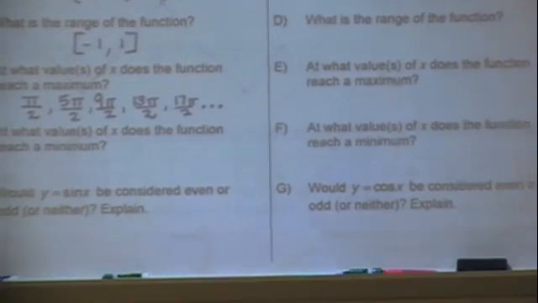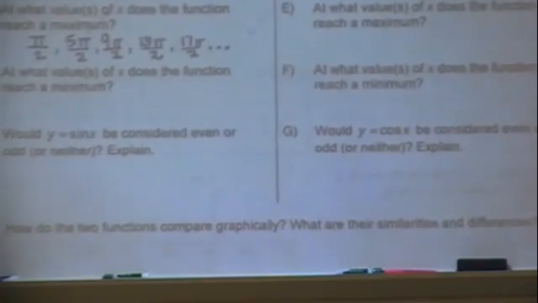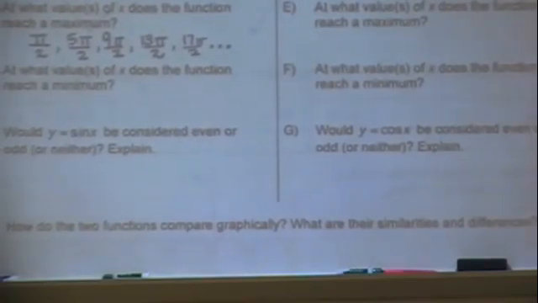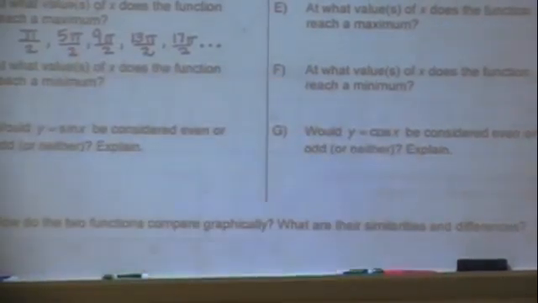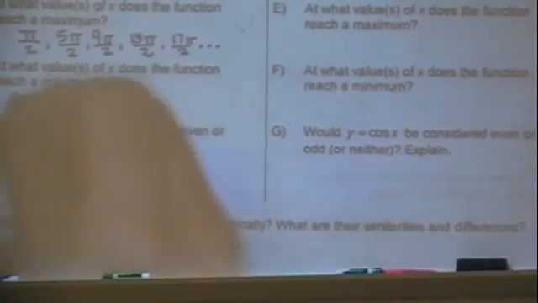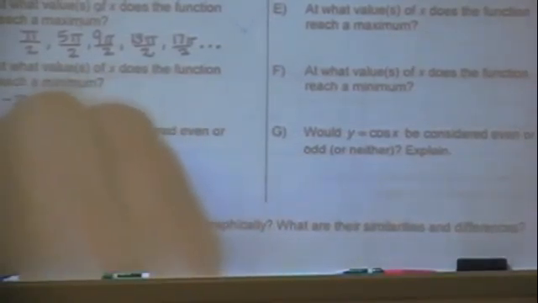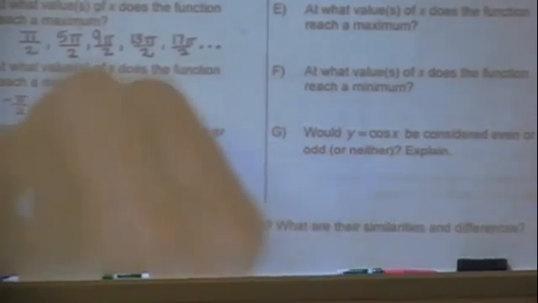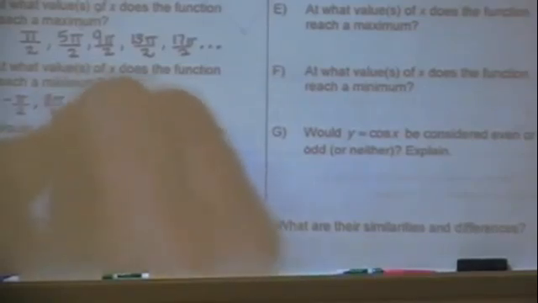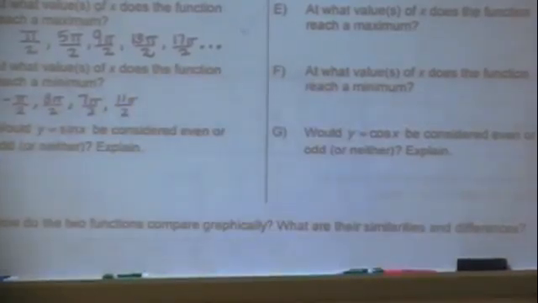Okay, so at what values does the function reach a minimum? So where's the first minimum? And you can give the negative one if that's the first one you see. It's at positive 3 pi over 2, or if you start at the negative one, negative pi over 2. Now we know this thing is going to repeat every time it goes around the unit circle, so the next one would be at 3 pi over 2, and then 7 pi over 2, and 11 pi over 2, because it repeats every 4 pi over 2. And that can just dot, dot, dot.